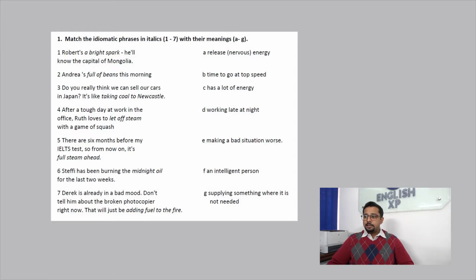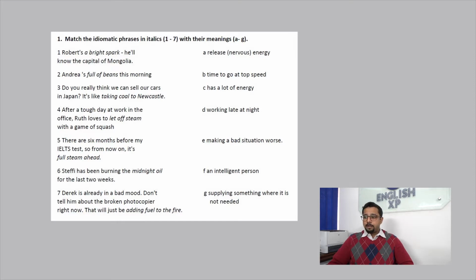Match the idiomatic phrases in italics 1 through 7 with their meanings A through G. What is an idiomatic phrase? An idiomatic phrase is something which does not necessarily mean the exact same thing they're implying. It means something else, a meaning that is different from the literal meaning of the words that are used. Okay? Now let's look at the first one.